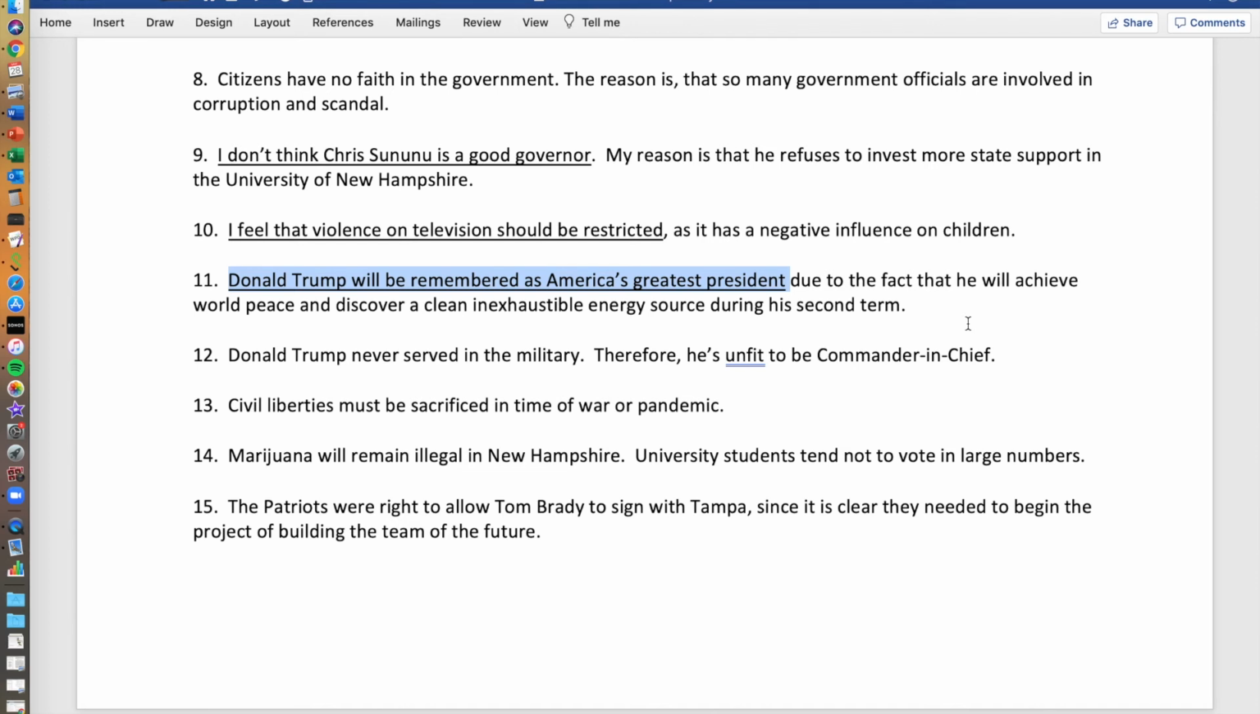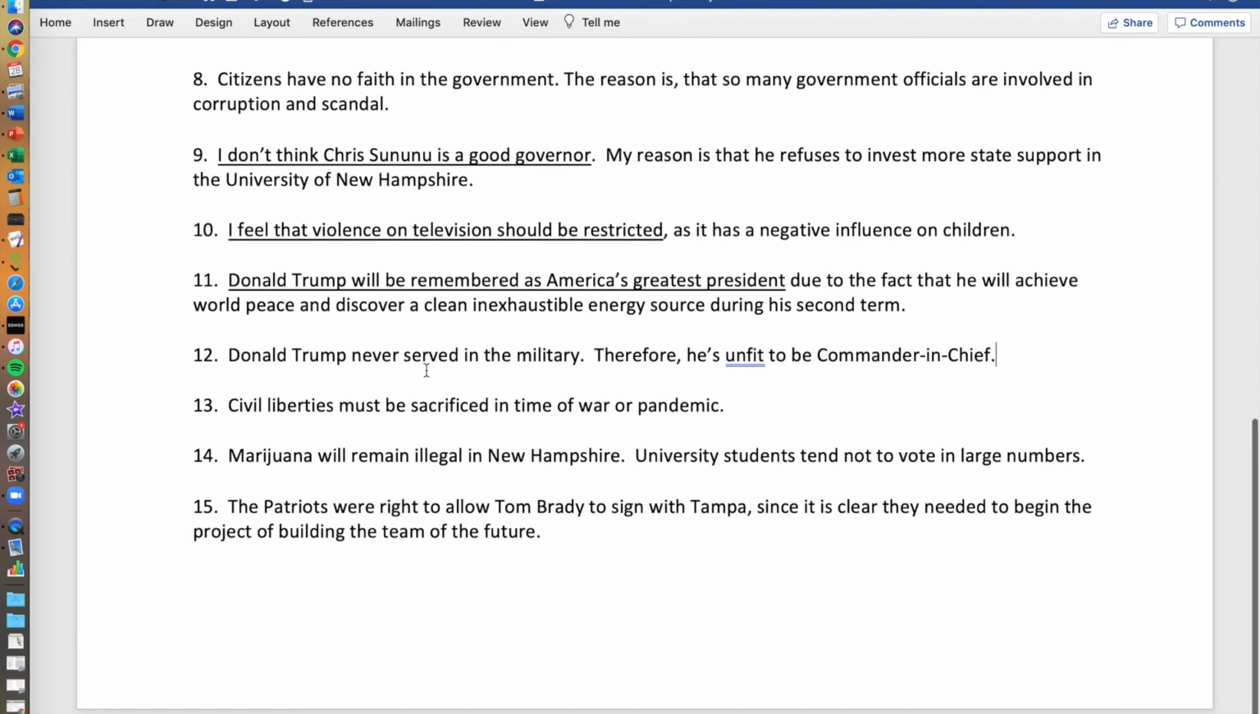This is an instance, obviously, where even the evidence itself might be doubted. You know, we don't think there'll be world peace. We don't think there will be a clean and inexhaustible energy source, right, very soon. Be great if there was one or both of those, but we would probably want additional evidence to prove that there's likely to be world peace, or that there's likely to be a clean, inexhaustible energy source during his second term. But one of the things we can see, even in just this sentence, is that the first statement rests on the second statement. That is, that there's inference making going on. So if we accept that there will be world peace and clean, inexhaustible energy, then we will be more likely to accept that President Trump will be remembered as America's greatest president.